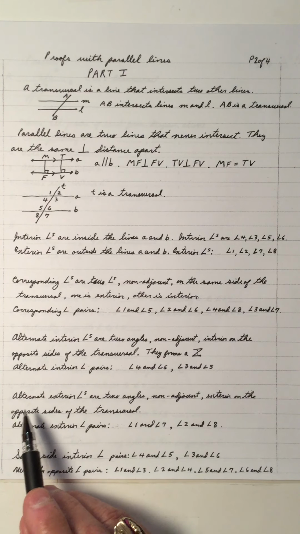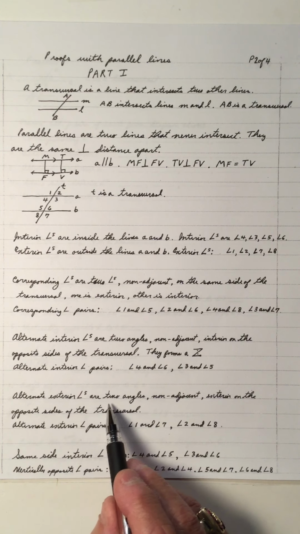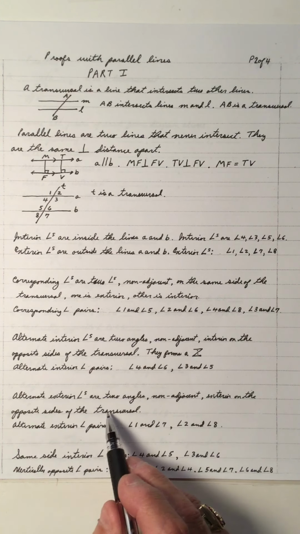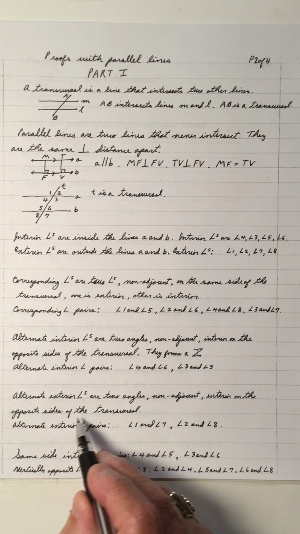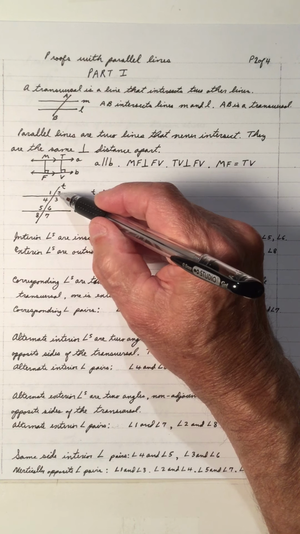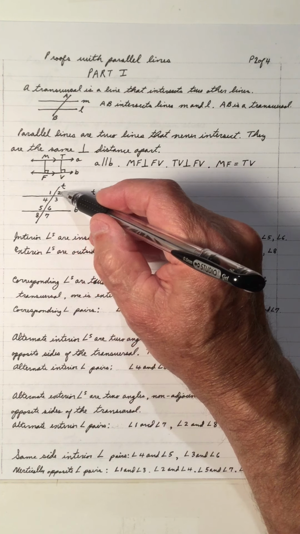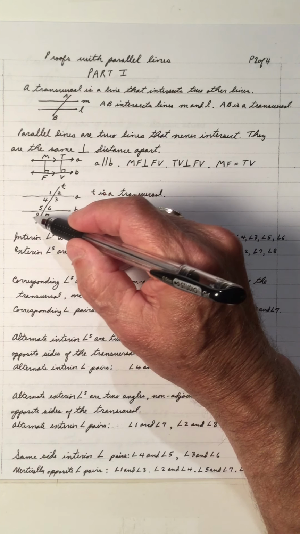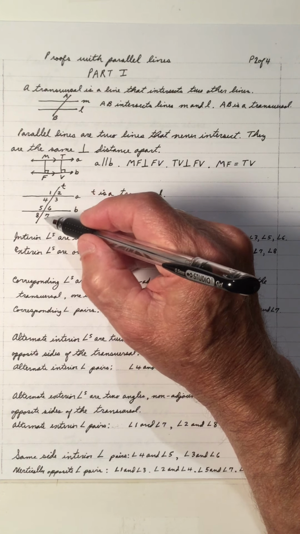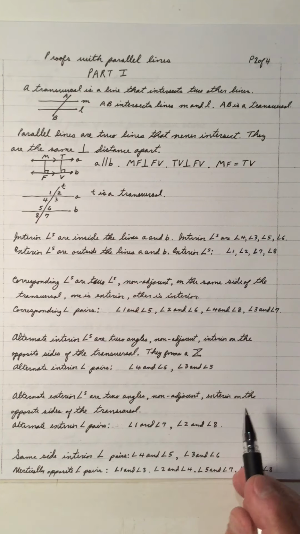And another pair of angles is alternate exterior. Two angles, non-adjacent, exterior on opposite sides of the transversal. So the exterior angles are 1, 2, 7, and 8, and they alternate. So 2 and 8 are alternate exterior. 1 and 7 are alternate exterior.